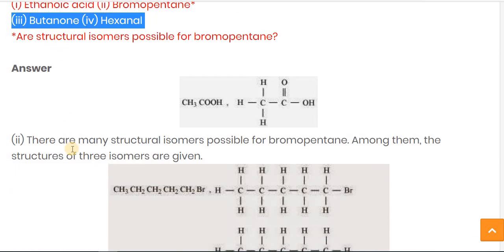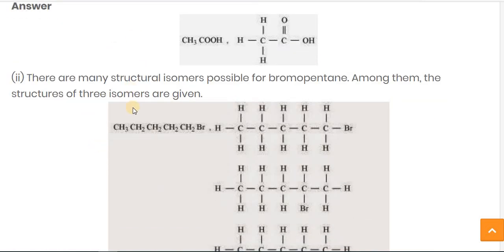Now let's see the answer. The first one is ethanoic acid: methane, ethane, and the oic suffix stands for the carboxylic group, meaning the COOH group. So the formula becomes CH3COOH. The second question: bromopentene, and does bromopentene possess isomers or not? So this is the structure of bromopentene.